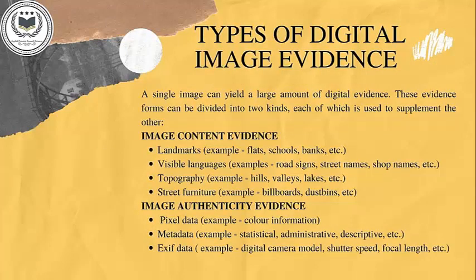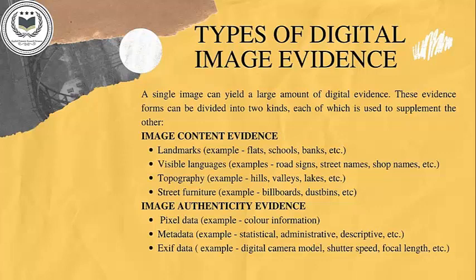Types of digital image evidence. Only a single picture is enough to provide a large amount of digital evidence in any case. Therefore, this evidence is divided into two kinds, but each of them is used to supplement the other. First is image content evidence, which consists of information like any flats, schools, banks, which act as landmarks to identify a location. Next are the road signs, street names, shop names, which provide information about the visible languages. If any hills, valleys or lakes are present in that photo, that will give information about the topography of that place. And finally the billboards, dustbins, which will tell us about the street furniture.